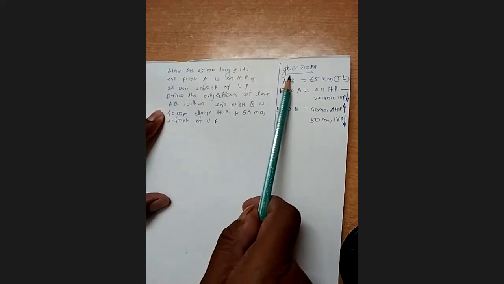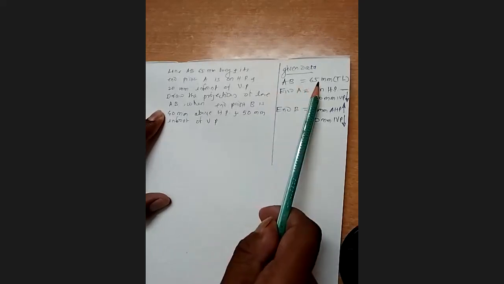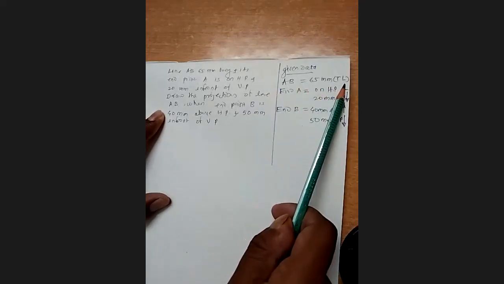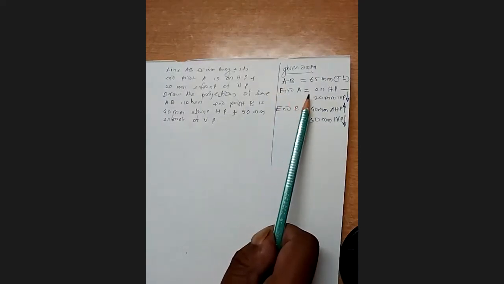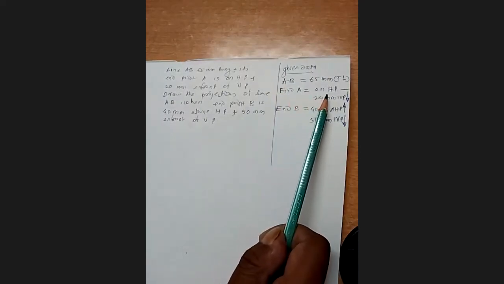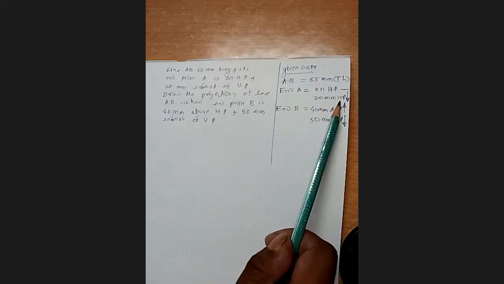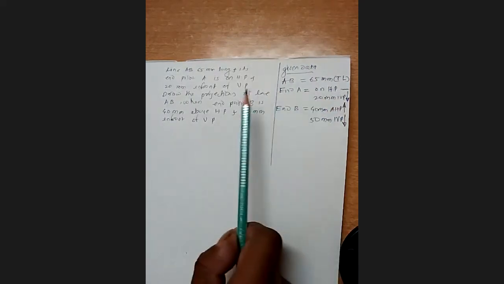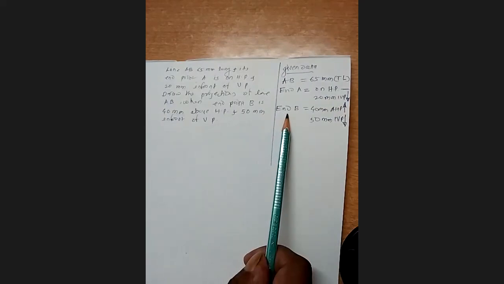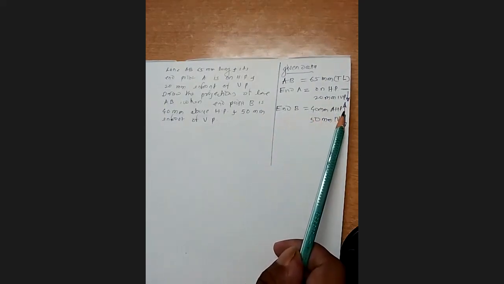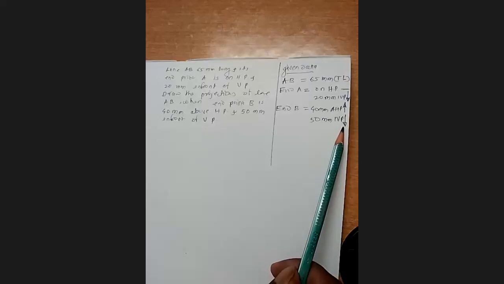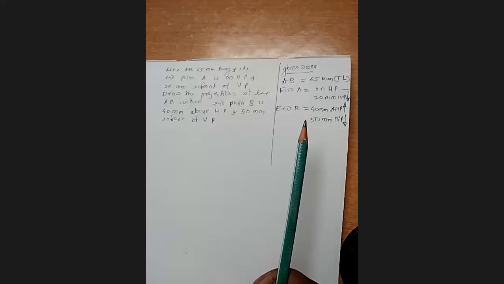So with reference to this problem statement, I have written here the given data. AB 65 millimeter, it represents the true length. Endpoint A is on HP, 20 millimeter in front of VP means below XY line. Endpoint B 40 millimeter above HP means above XY line, 50 millimeter in front of VP.